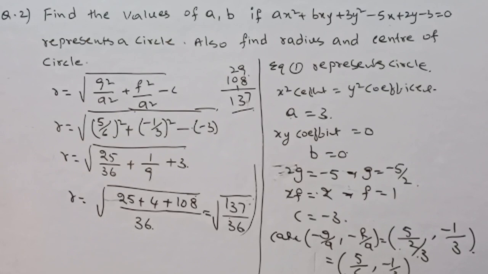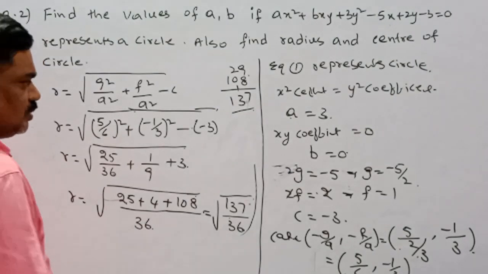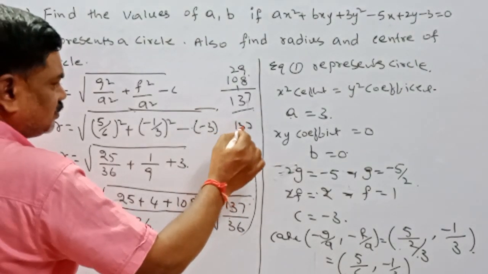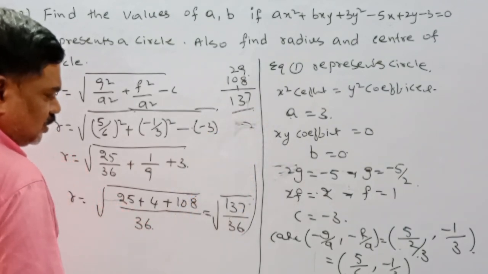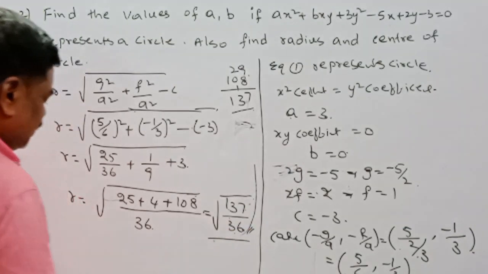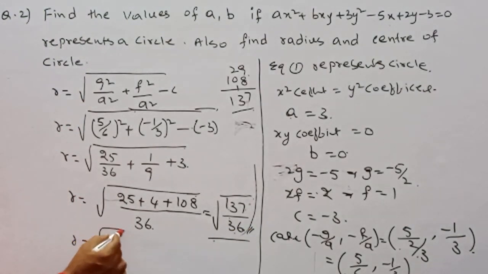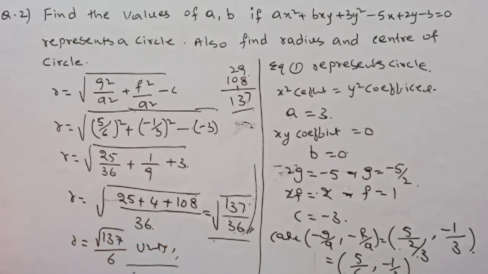So here root over 137 by 36, that is R is equal to square root 137 by 6 units. This is the radius of the circle. Okay, all of you. That's all. Thank you.